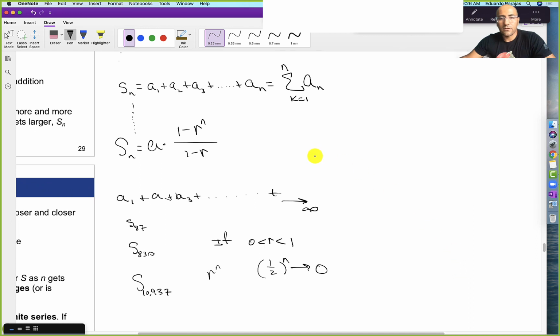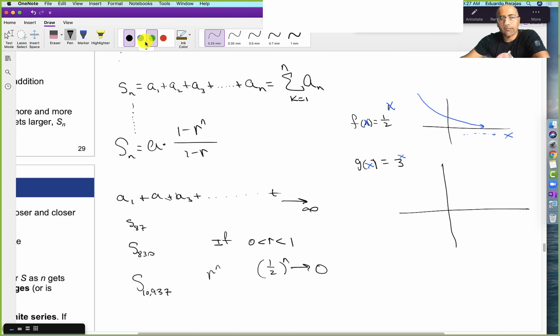This is all connected to exponential functions. If we had 1/2 to the power of n as a function, remember that if the base is between 0 and 1, the graph of a continuous one looks like this. As the inputs get larger and larger, the function gets closer and closer to 0. On the other hand, if we had a function g of x equals 3 to the power of x, when the base is bigger than 1, the exponential function has the other shape. It goes in this direction. As x goes toward infinity, this blows up out of control and goes toward infinity.